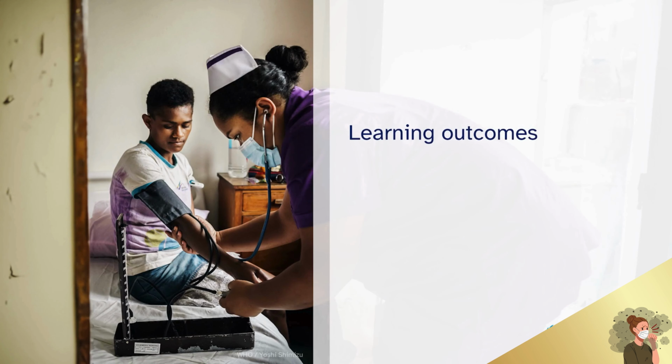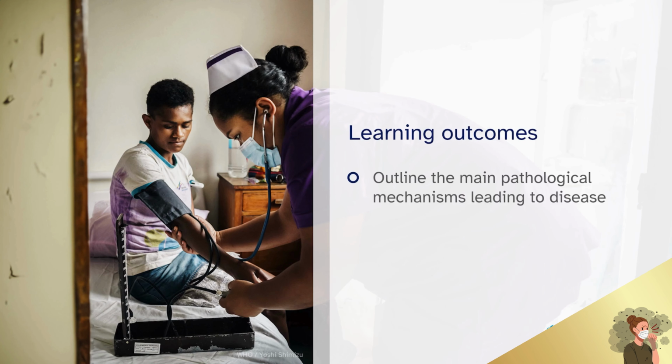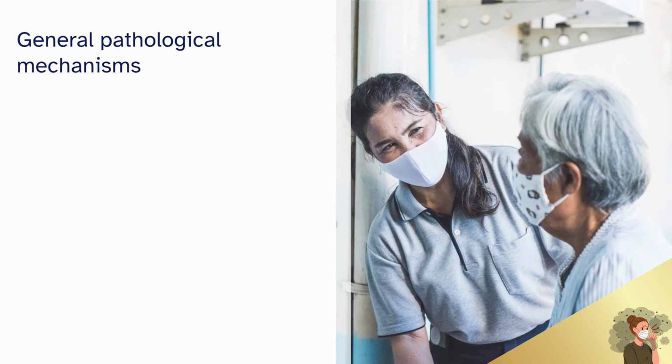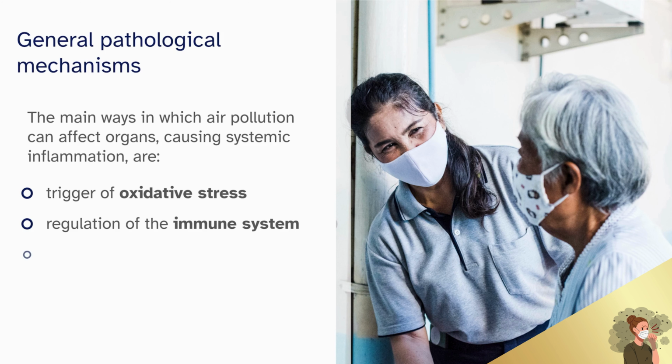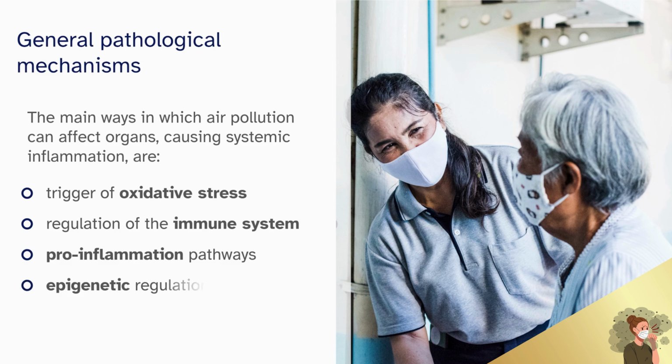By the end of this unit, you will outline the main pathological mechanisms exerted by air pollutants leading to disease. The main ways in which pollution can affect organs, causing systemic inflammation, are trigger of oxidative stress, regulation of the immune system, pro-inflammation pathways, and epigenetic regulation.